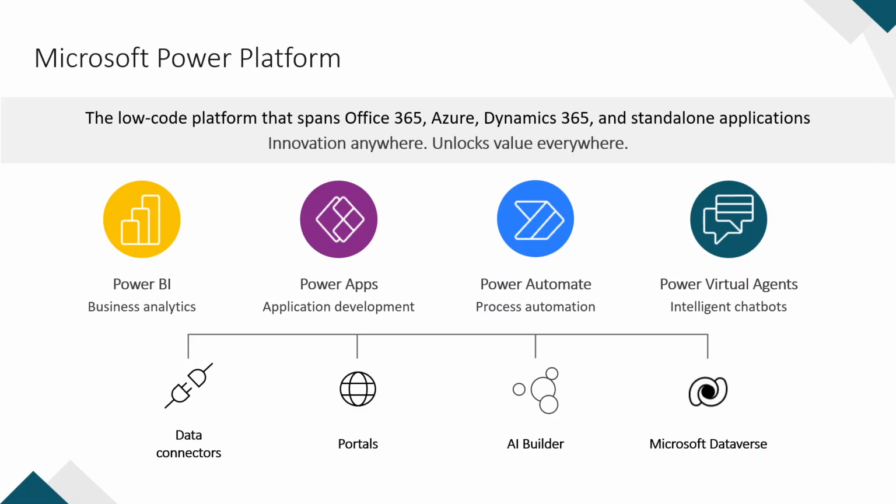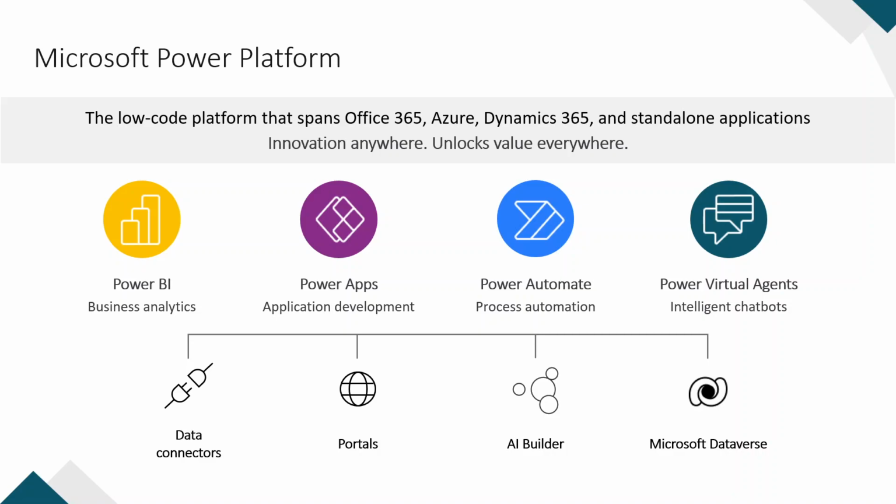Power Platform is a low-code platform. It's actually a low-code and a no-code platform. No code meaning point and click, drag and drop. You don't need to know any code whatsoever, just point and click. Whereas low code, you need to know a little bit of coding.